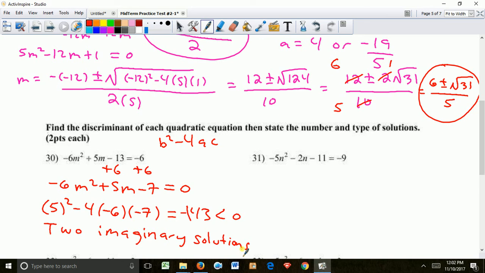What do you want that to do? You want that less than 0 sign. If you want to leave the less than 0 sign out, you can. Just know that if you get a negative number for the discriminant, there are two imaginary solutions.